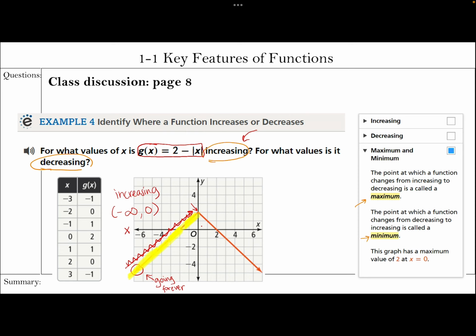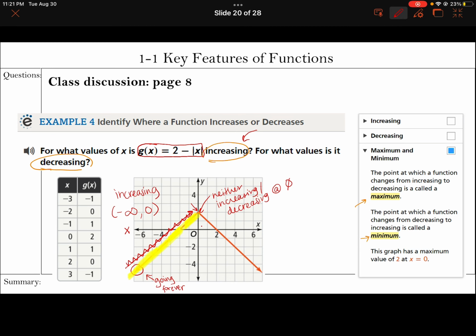We don't include 0 because it's neither increasing nor decreasing at 0. Okay, because that's when it changes direction.